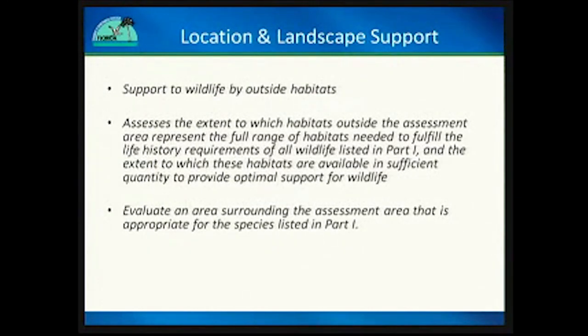Support the wildlife by outside habitats. Habitats outside it represent the full range. So that's a 10. And we also always go back to the life history requirements of all the wildlife listed in Part 1. That's why I said Part 1 is very, very important, that you tell somebody that's my baseline. This is what I'm looking at and basing my scores on.